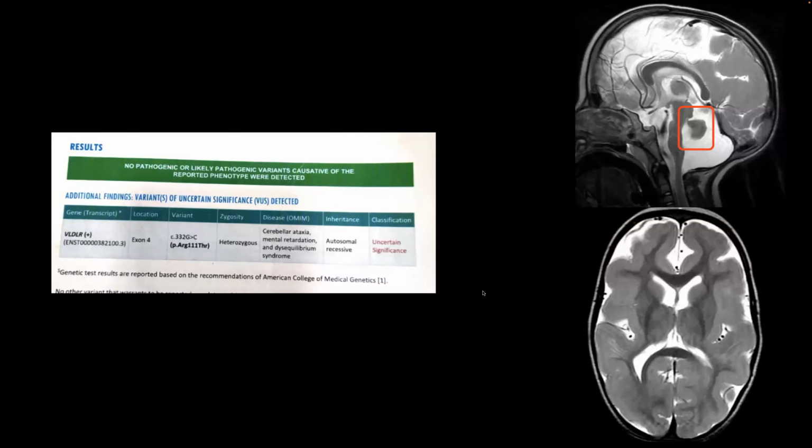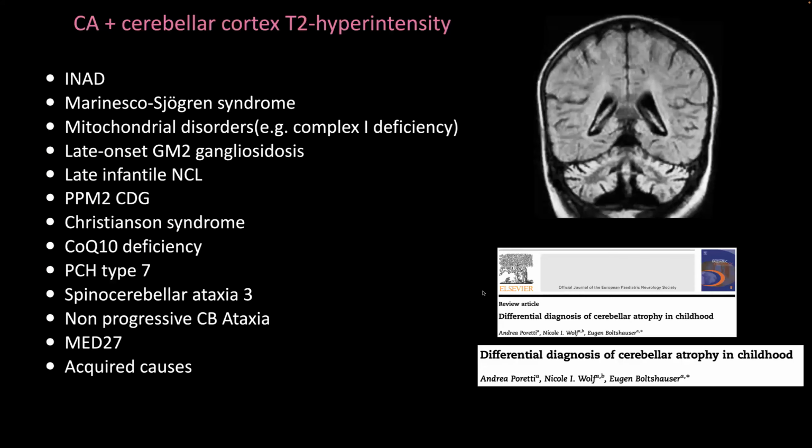Based on the imaging, I think these are various differentials of cerebellar atrophy with cerebellar cortex hyperintensities. Yeah, you can read these 2 review papers and maybe send for a whole exome or selective assessment of these differentials.